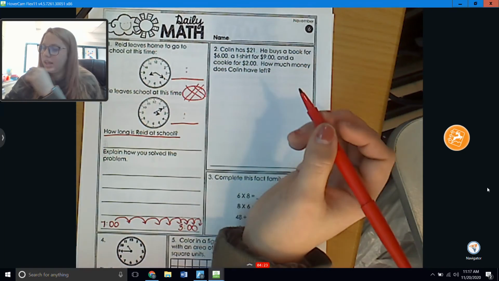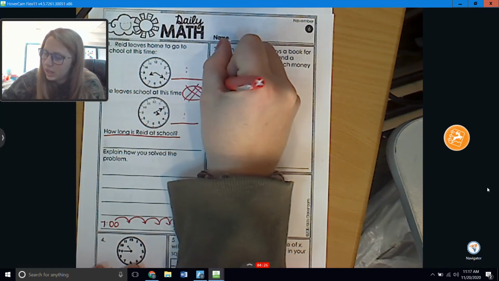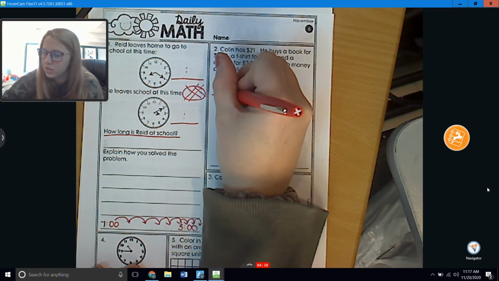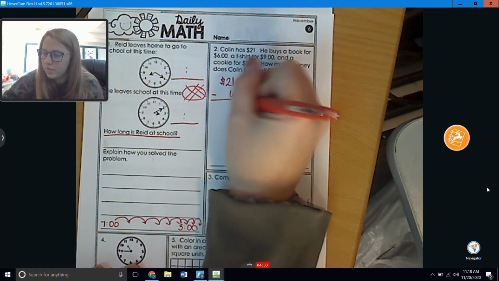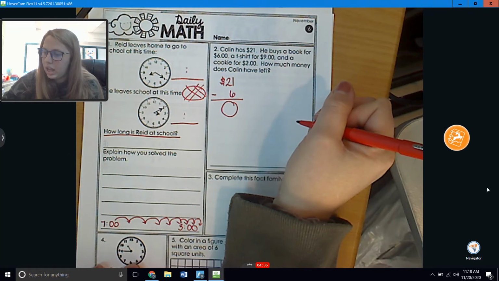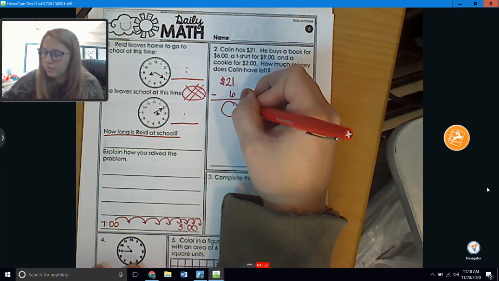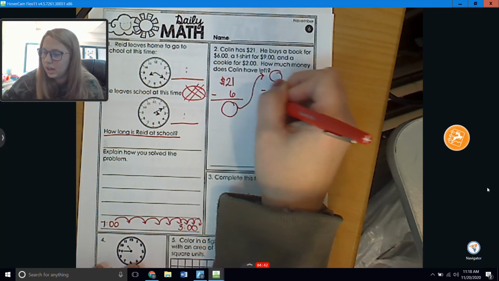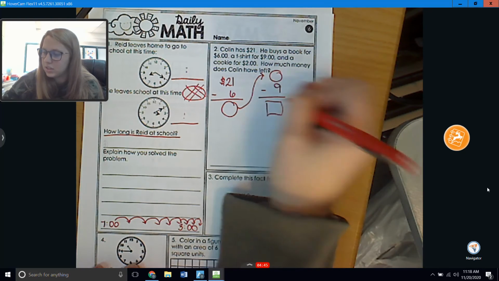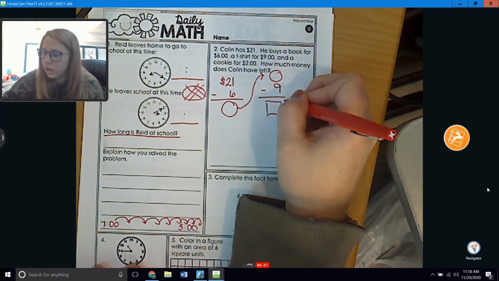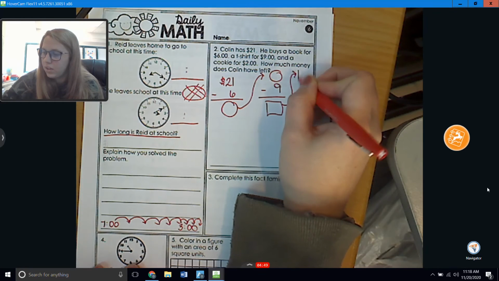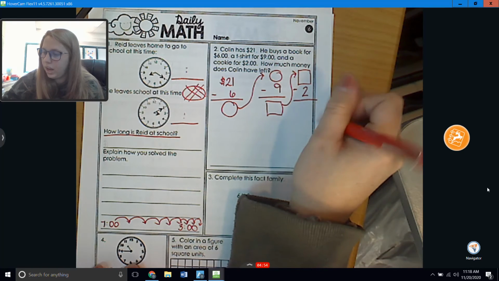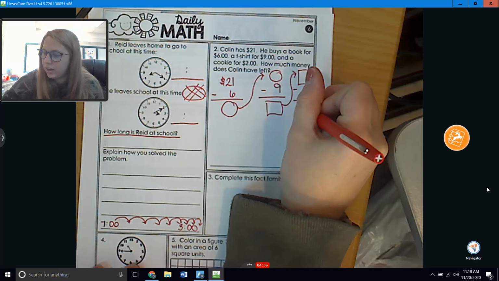Number 2, Colin has $21. So that is his total. He buys a book for $6. So minus 6. I'm going to solve. And a t-shirt for 9. So then I'm going to take that, put it up here. I'm going to subtract 9. I'm going to get that answer. And a cookie for $2. So I'll take my final subtraction, subtract 2. How much money would he have left over?